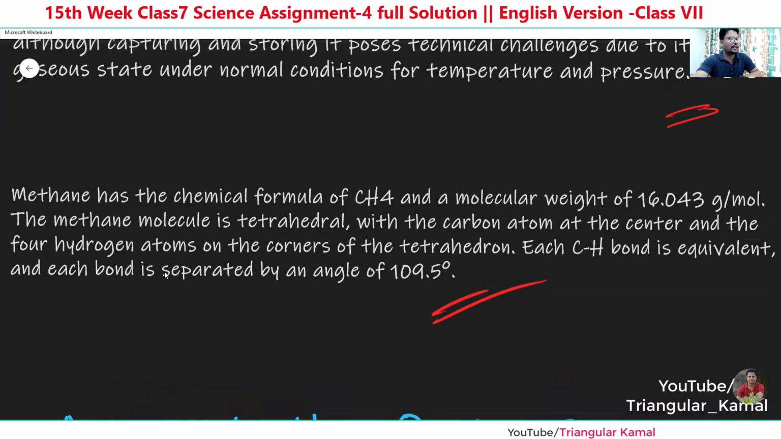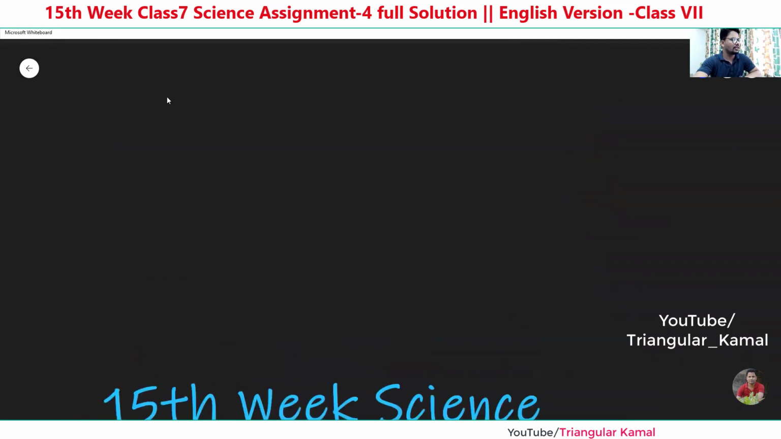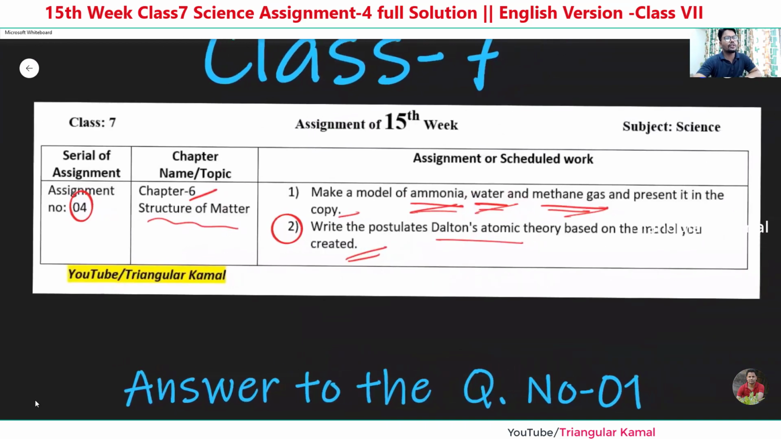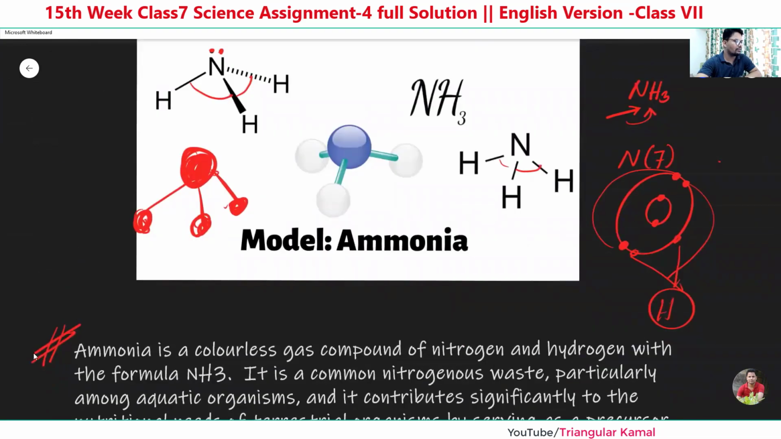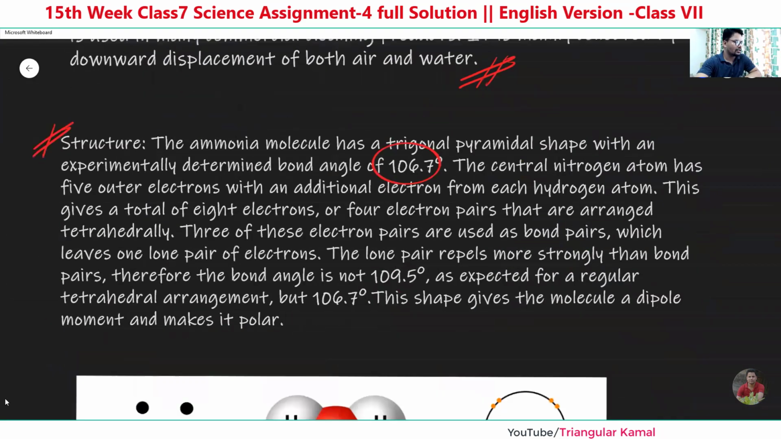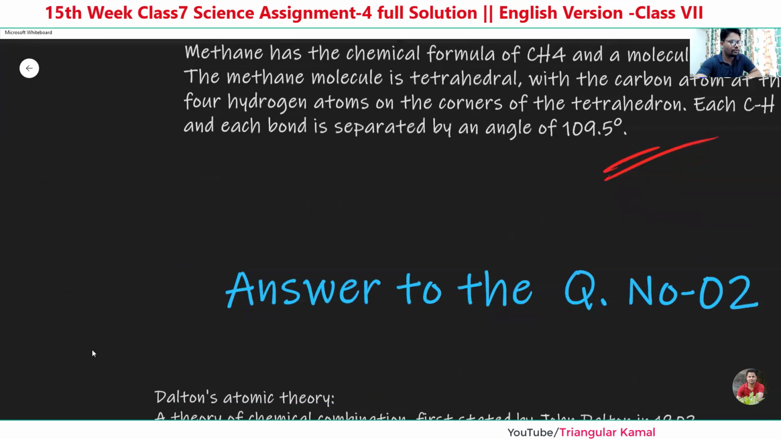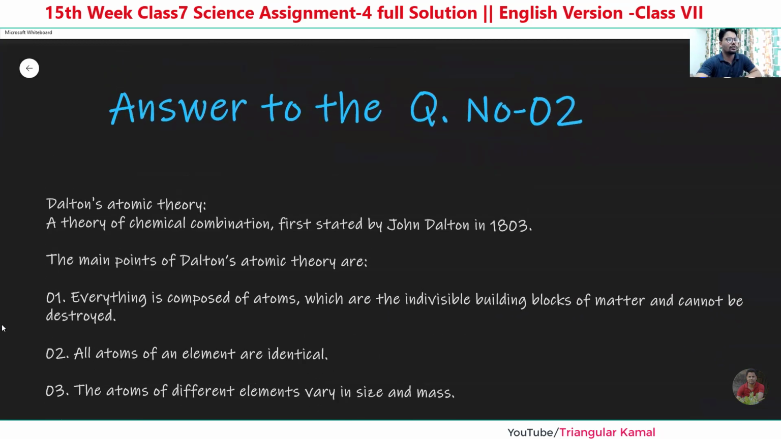Now the second question. Let's first review the requirement of the second question: write down the postulates of the Dalton atomic theory. That means you have to write the characteristics of Dalton's atomic theory based on the model you have prepared. So now see what the main characteristics of the Dalton atomic model are. This is the answer to question number 2.